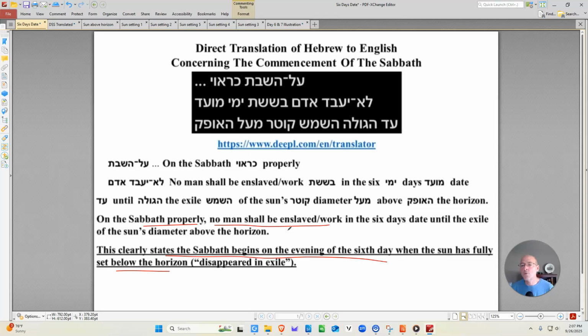I think this is related to the end of the Sabbath, because at the end of the Sabbath is when a man goes back to work. People go back to work. So when I read this as no man shall be enslaved to work in the 6 days, which was troubling when I first started reading this, because we don't normally see 6 days. This is a bit of a new language for me.